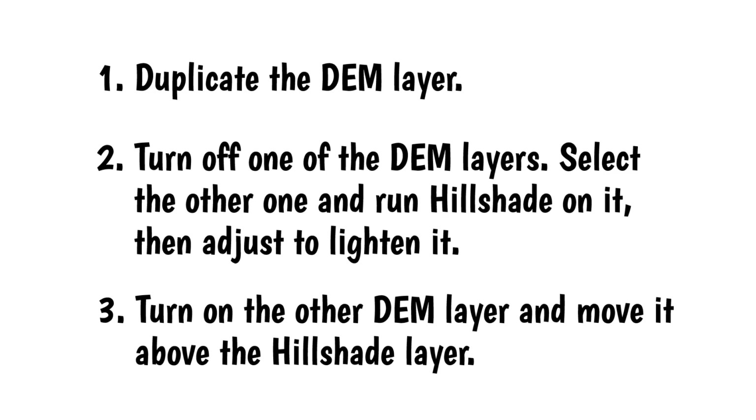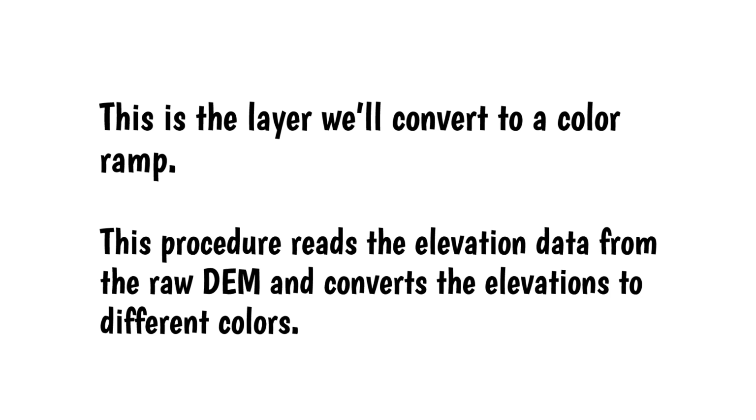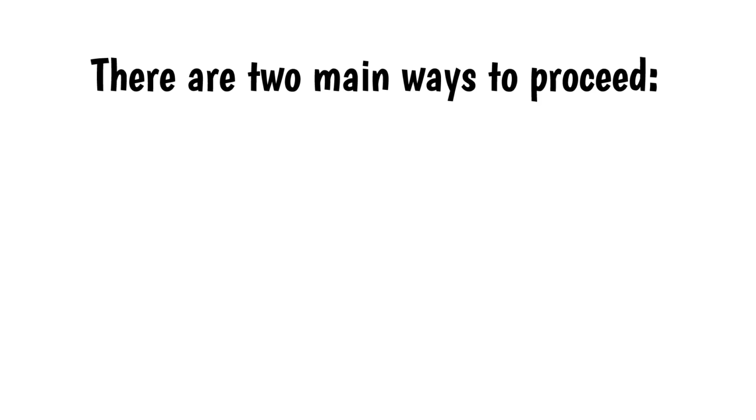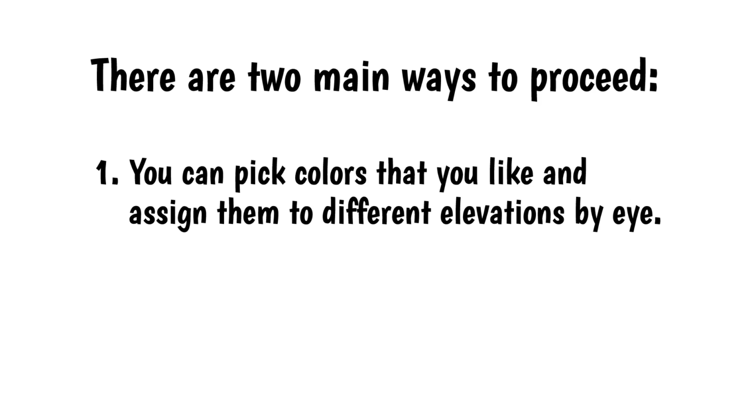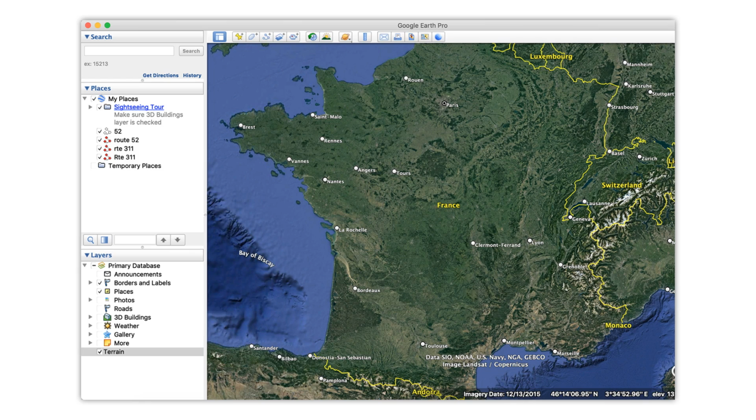Now turn on the other DEM layer and move it above the hillshade layer. This is the layer we'll convert to a color ramp. This procedure reads the elevation data from the raw DEM and converts the elevations into different colors. There are two main ways to proceed here. You can pick colors that you like and assign them to different elevations by eye, or you can measure the elevations and set the different colors more accurately. For this project, I'll measure some actual elevations.